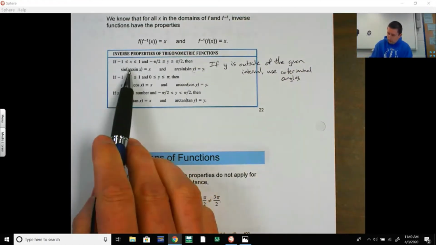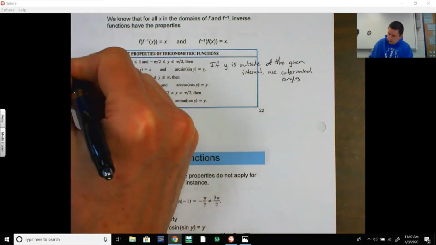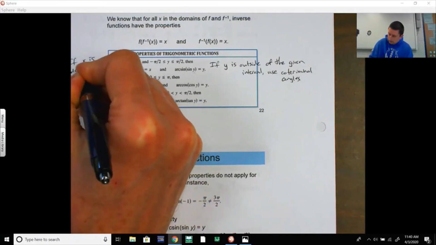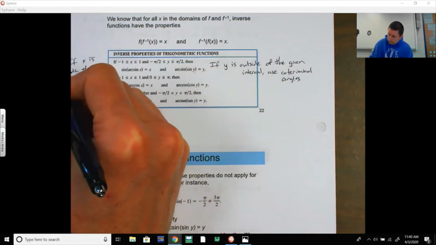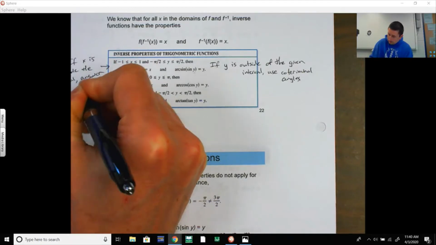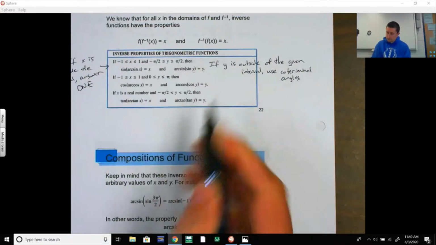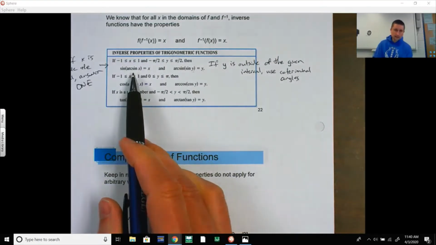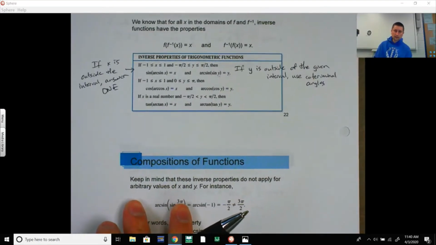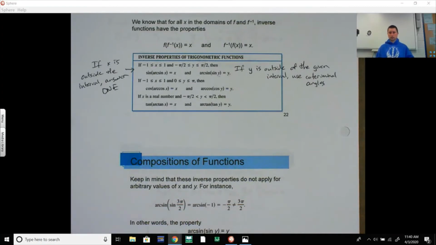So here, if x is outside the interval, the answer does not exist. Remember, the arcsine of 2 or something like that does not exist. So if x is outside the interval, the answer does not exist. If y is outside the given interval, you have to use coterminal angles. Okay.